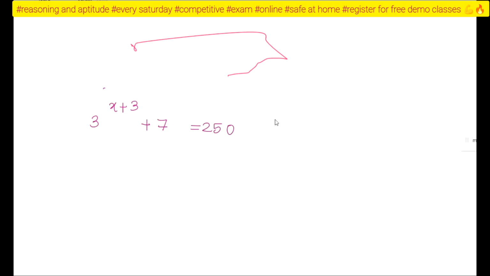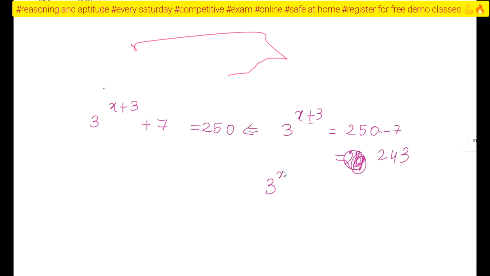They are given like this. So how can I calculate? See, what will I do first? 3 to the power x plus 3 is equal to 250 minus 7. What will be the answer? It will be 343. Sorry: 3 to the power x plus 7 is equal to 250. Okay, so I have to subtract. So what will I get? 243.